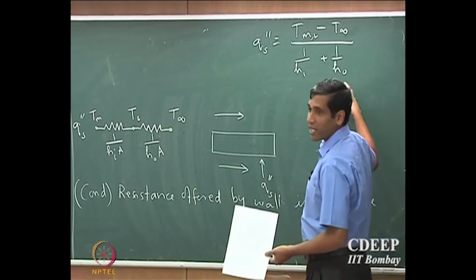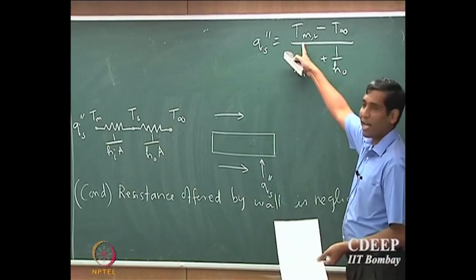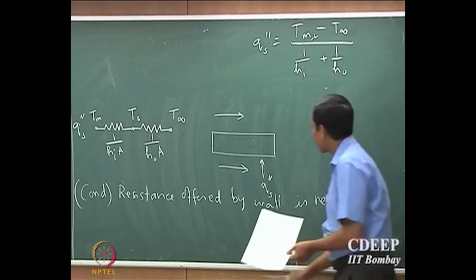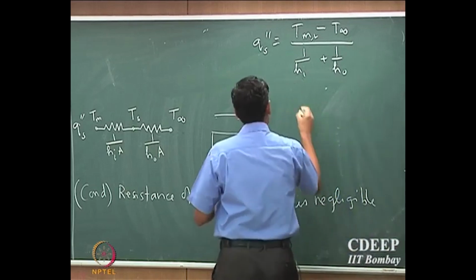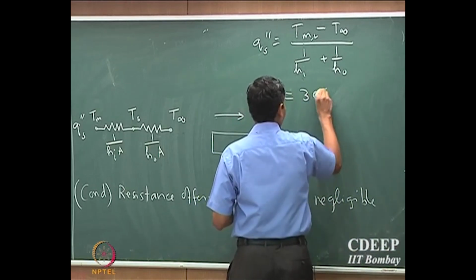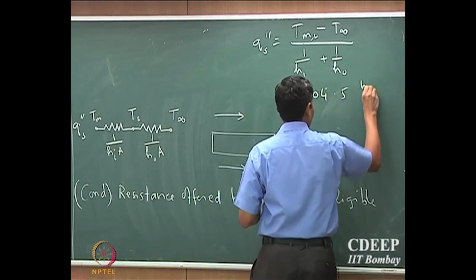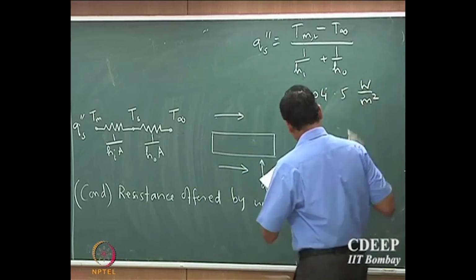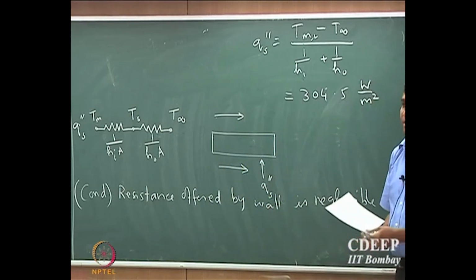So, if I know h and h_o, I am done. I know what is T_m,L, I know what is T_infinity. So, I can just plug the numbers and this will turn out to be 304.5 watt per meter square. Okay. So, that is the flux.